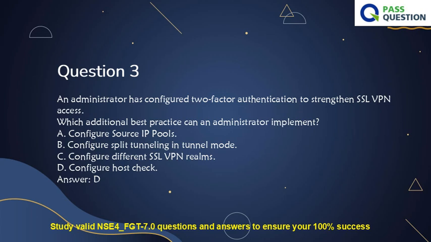Question 3. An administrator has configured two-factor authentication to strengthen SSL VPN access. Which additional best practice can an administrator implement? A. Configure source IP pools. B. Configure split tunneling in tunnel mode. C. Configure different SSL VPN realms. D. Configure host check. Answer: D.